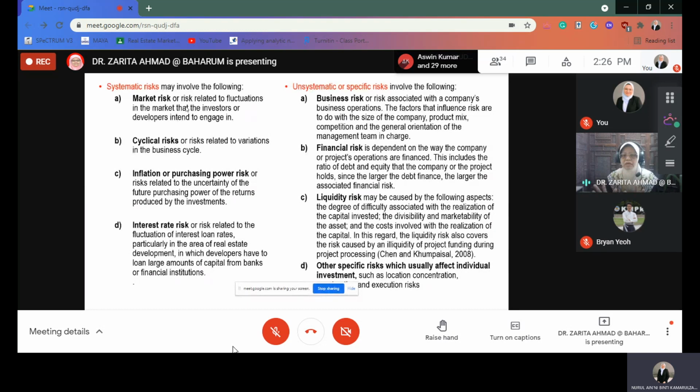Liquidity risk. It's within the company. Can it be controlled? Yes, it's your own cash flow, in and out. You'll be able to control it unless you misuse the money, mismanage it and whatnot. Then you won't be able to control the liquidity. Other than that, you'll be able to. Other specific risks that attach to the project, attach to the company, you'll be able to control. So these two things are very important when you are looking at any development or any investment.